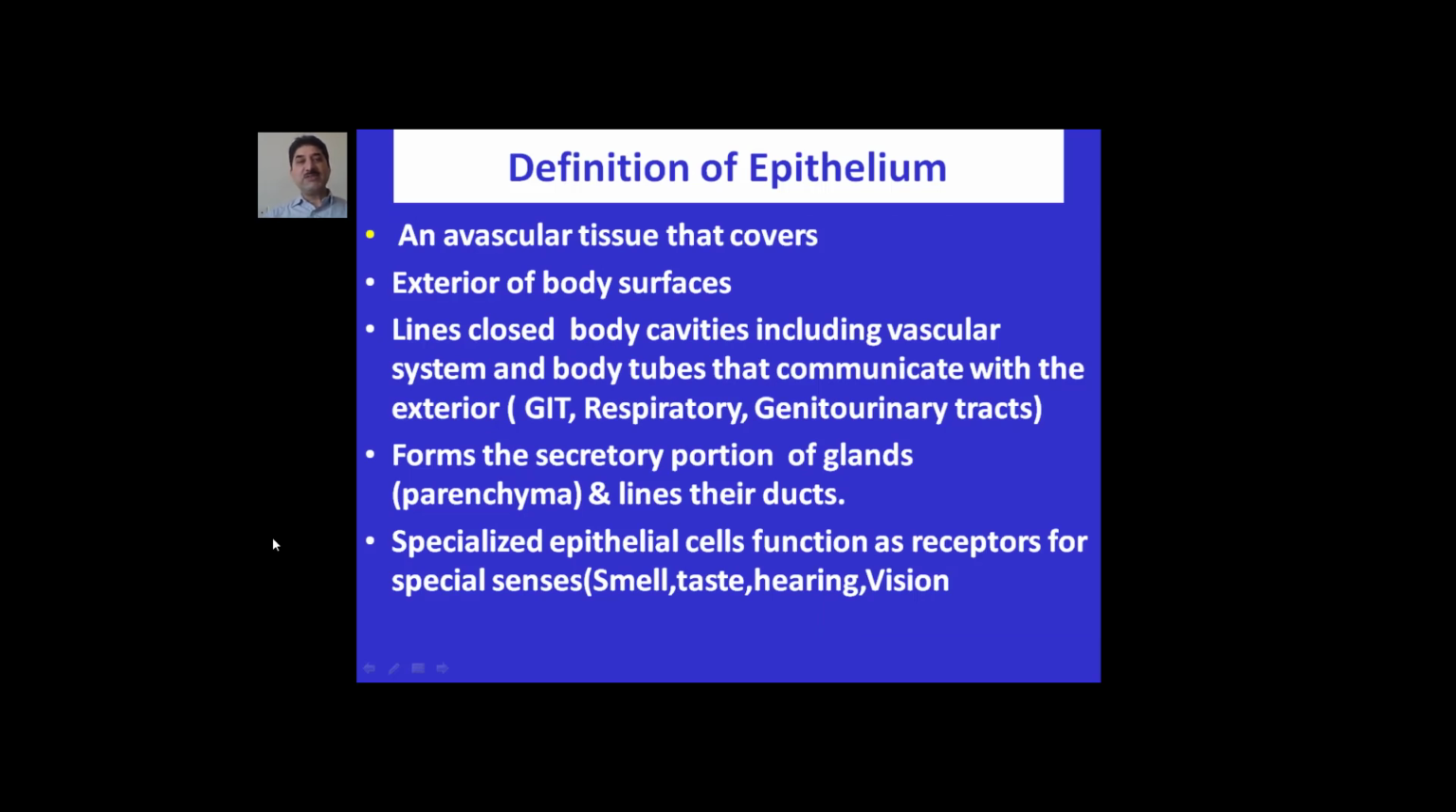It is an avascular tissue that covers exterior of the body surfaces, for example skin. It also lines the body cavities including vascular system and body tubes that communicate with the exterior. For example, gastrointestinal tract from oral cavity up to the anal canal, respiratory and also genitourinary tract. Epithelium also forms the secretory portion of glands, that's parenchyma, and lines their ducts. Specialized forms of epithelial cells function as receptors for special sensing.